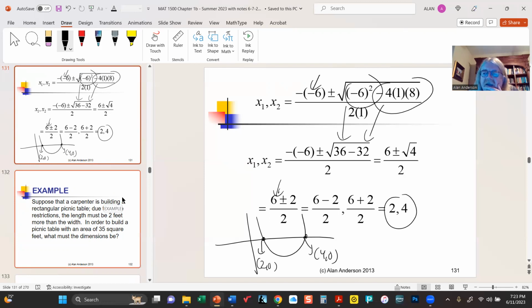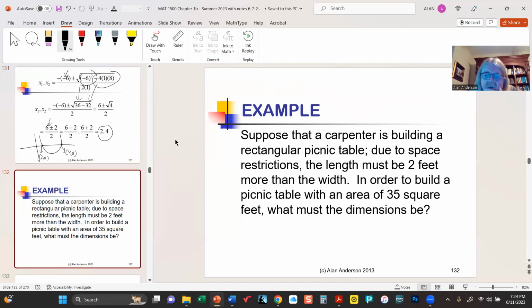Now, here's an interesting application of this. You wouldn't think it would work here, but a carpenter is building a rectangular picnic table. Due to space restrictions, the length must be 2 feet more than the width. Let's quickly review.